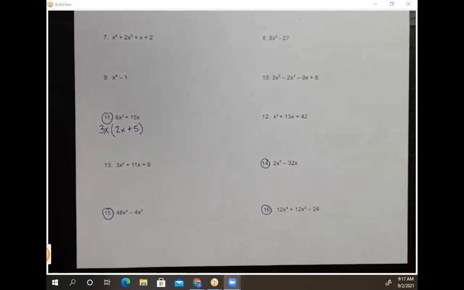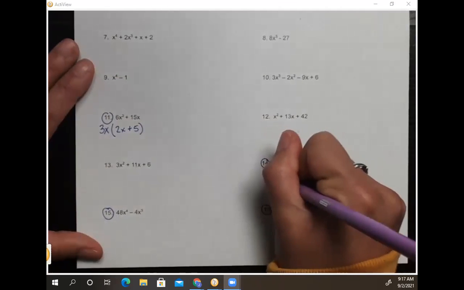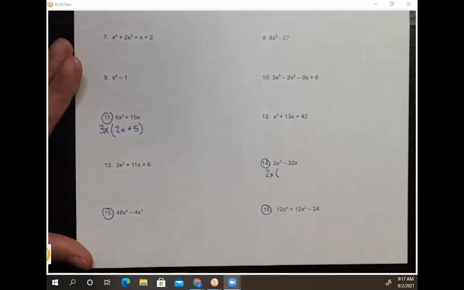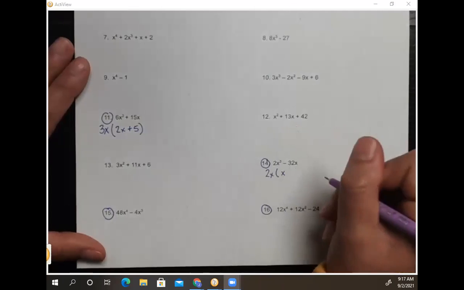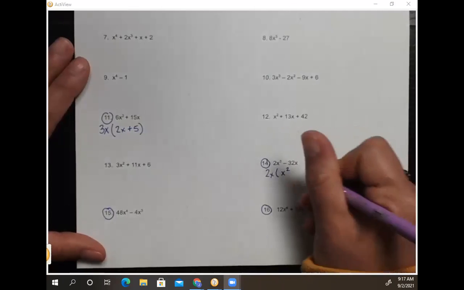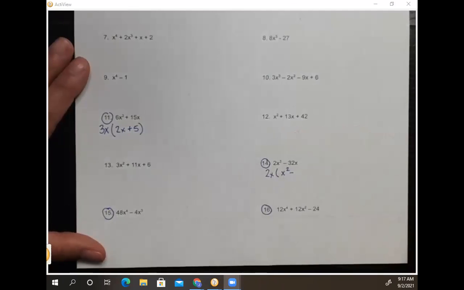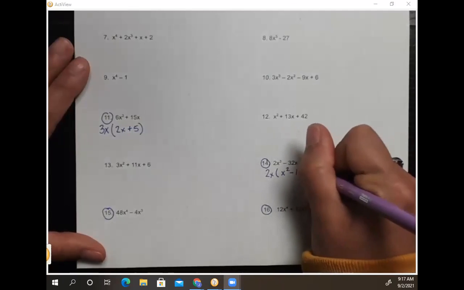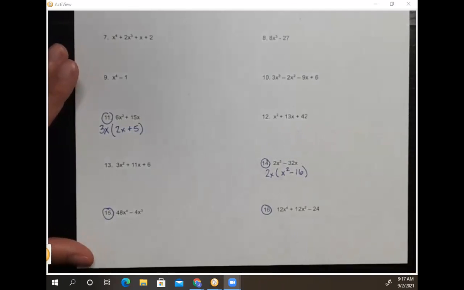Let's go to 14 next. What's my GCF for 14? 2x. What do I have left if I factor out 2x? x squared. And then what was that last part? Minus 16. Good. How about you guys try 15 and 16? Just pull out that GCF, and then we'll check in just a minute.